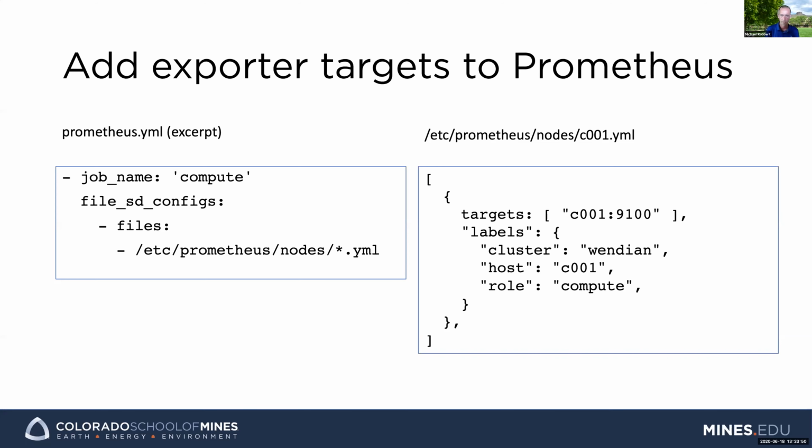And then on the right is an example of what one of those files looks like. It's just another YAML file. It points to the target. C001 is that compute node. Port 9100 is where the exporter is listening. And then I added some custom labels saying that this is the cluster Wendian host C001, and it has a role of compute. So we have storage nodes, we have GPU nodes, and so I can have different roles. And if we wanted to set up special panels within Grafana that show only those, you can add those to the queries. So that's what the labels can be useful for.